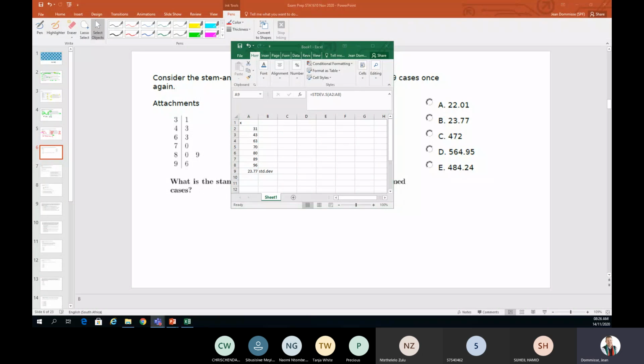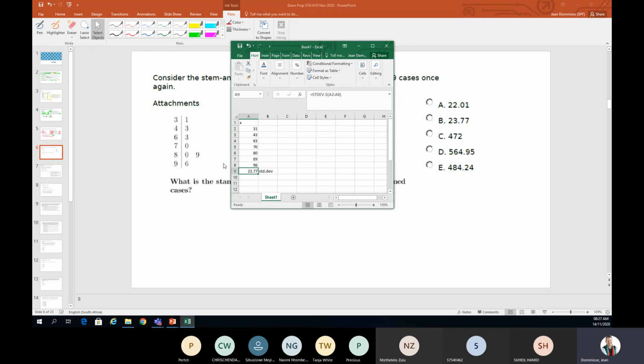So it's definitely not the population. If you had used the population standard deviation, you probably would have gotten the 22.1. So just be very careful when you work with this, but this is a sample that we are working with.